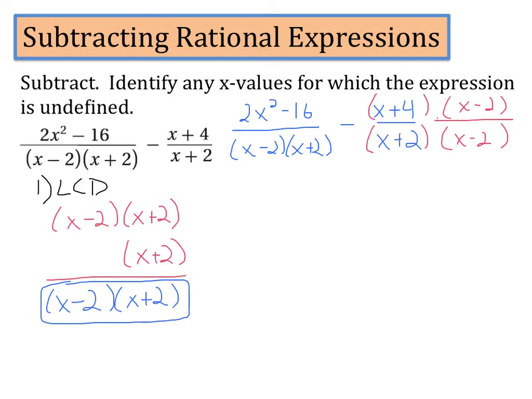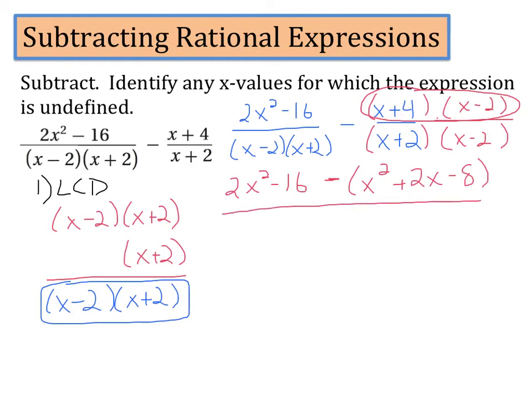When I do this out, I'm going to have 2x squared minus 16. I'm going to keep this negative out here for now because I want to distribute this first. And I'm going to have x squared plus 2x minus 8 all over my new common denominator of x minus 2, x plus 2. Then I'm going to combine like terms.